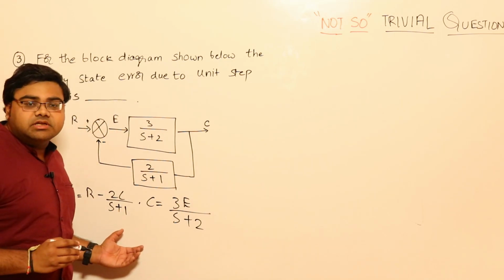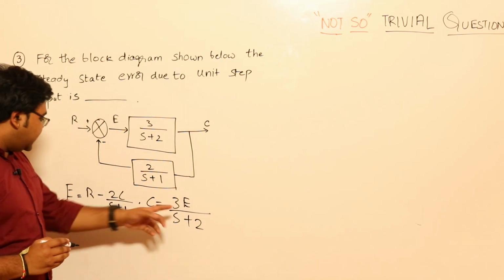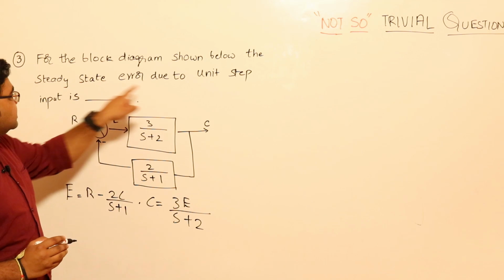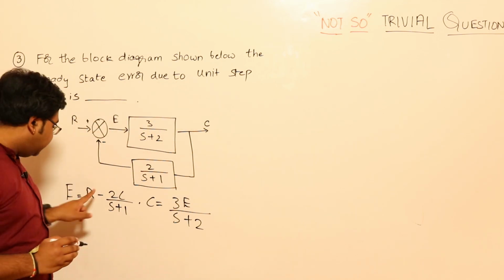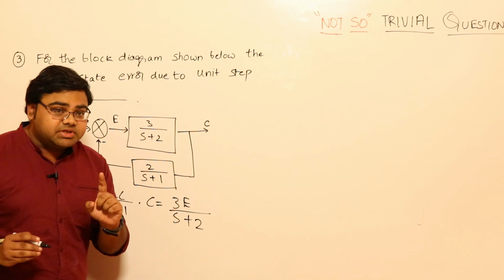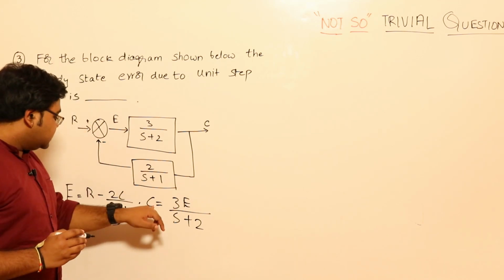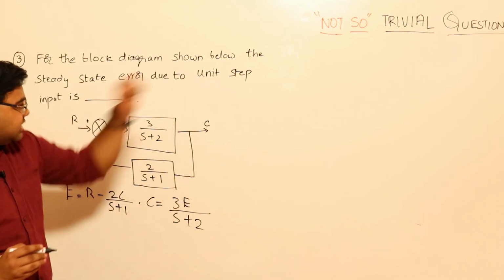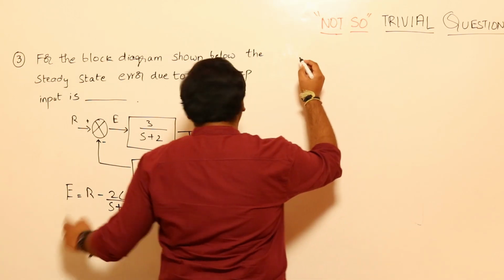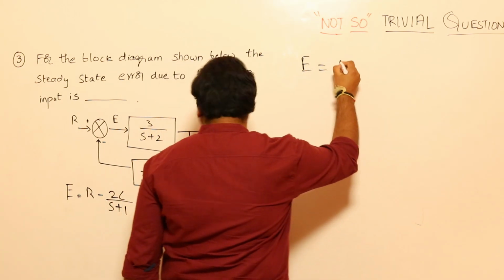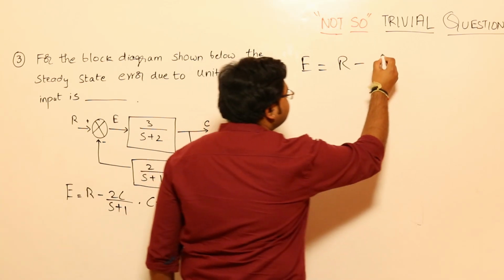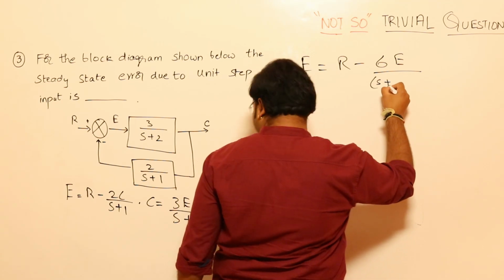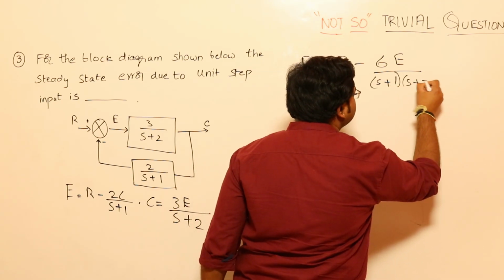Once I get these two equations, what I have to do compulsorily is substitute. I don't know anything about C. Look at the question: a unit step input has been given, so I have input information but I don't have any output information. Because of that, substitute this C over here and let us get another equation, which I'll be writing. You can just have a look. That is nothing but E equals R minus 6E divided by S plus 1 into S plus 2.